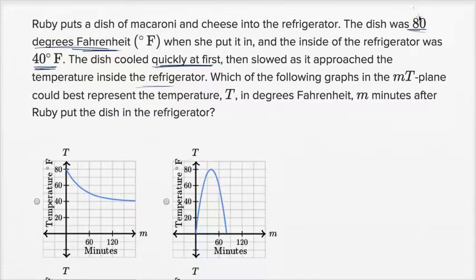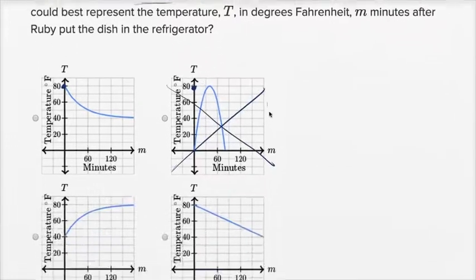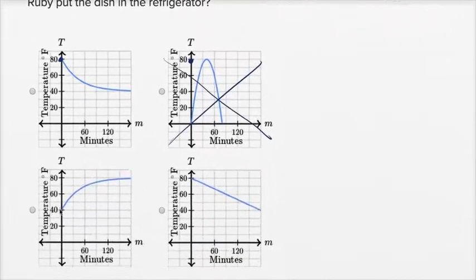So the dish started at 80 degrees Fahrenheit. So at 0 minutes, right when she put it into the fridge, it should be 80 degrees. So this one right over here is indeed at 80 degrees. This graph right over here is starting at 0 degrees. It needs to start at 80 degrees if we're going to model what actually happened. So we can rule that one out immediately. Then when you look at these choices, this one's starting at 40 degrees. Once again, not what we need. We need it to start at 80 degrees at 0 minutes. So we'll rule that one out.